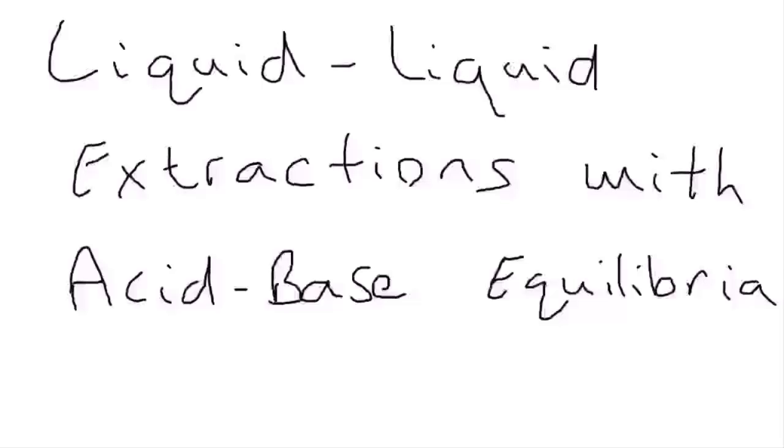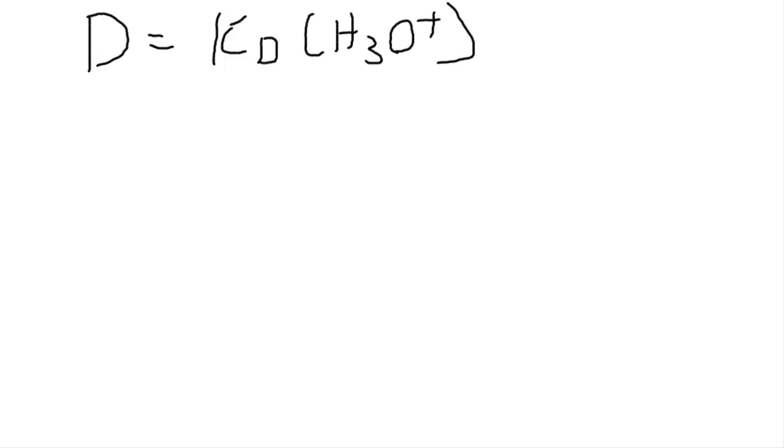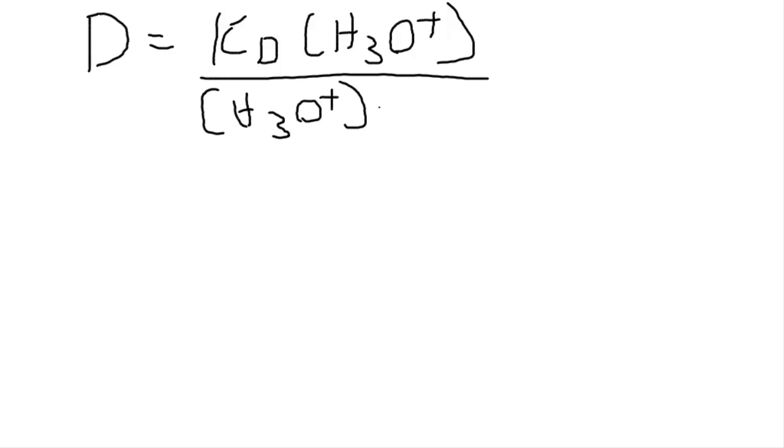So if we do a liquid-liquid extraction where we're extracting something which is a weak acid or a weak base, we have another equilibrium involved, and so the distribution ratio no longer will equal the partition coefficient. The first thing we have to do in that situation is calculate the distribution ratio. And the distribution ratio for a weak acid is given by the partition coefficient times the hydronium ion concentration divided by the hydronium ion concentration plus the acid dissociation constant.